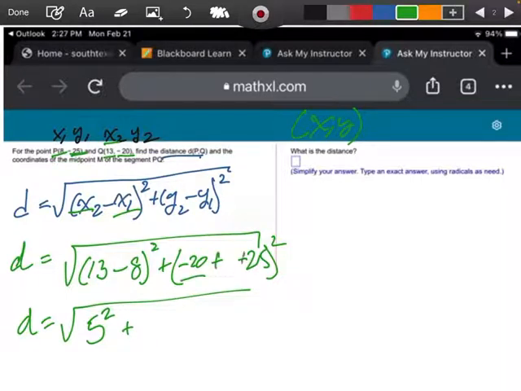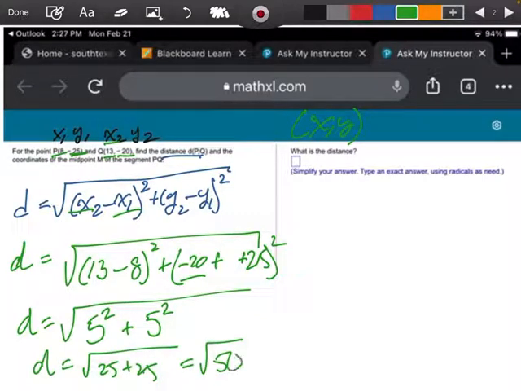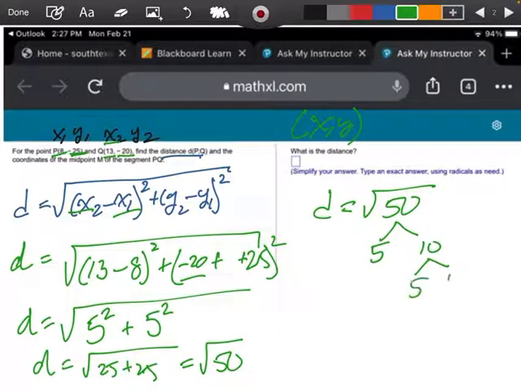Minus 20 minus a negative 25, that becomes positive. So negative 20 plus 25 is also 5 squared. So this is 25 plus 25, that is 50. Okay, so my distance is the square root of 50, which I can break down into 5 and 10, and this is 5 and 2.